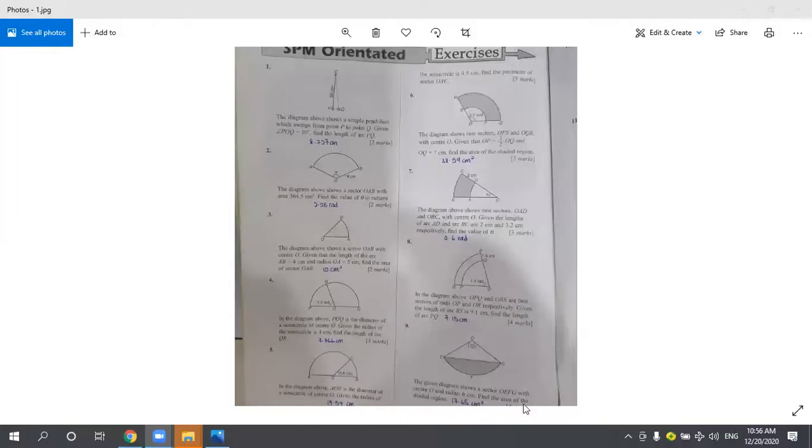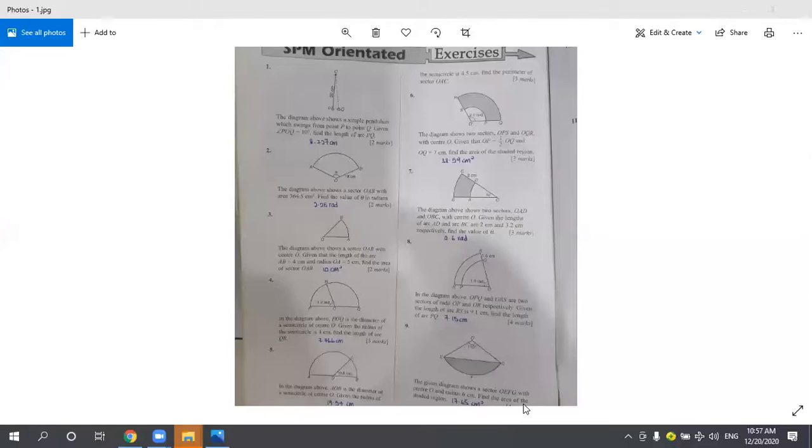Okay, number six. So let's show you this one. This one 2.1, OPQ, R, F. So this one is a shaded region. So what they want, find the area of the shaded. So it means that OQ is 7, O to Q is 7 cm. OP is half. Half means 3.5.